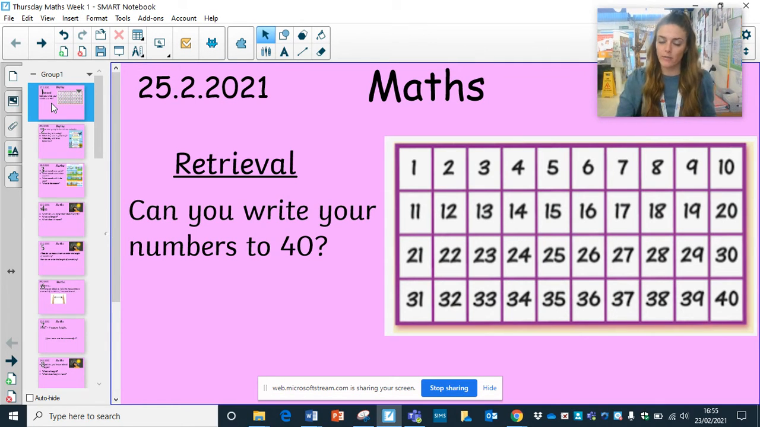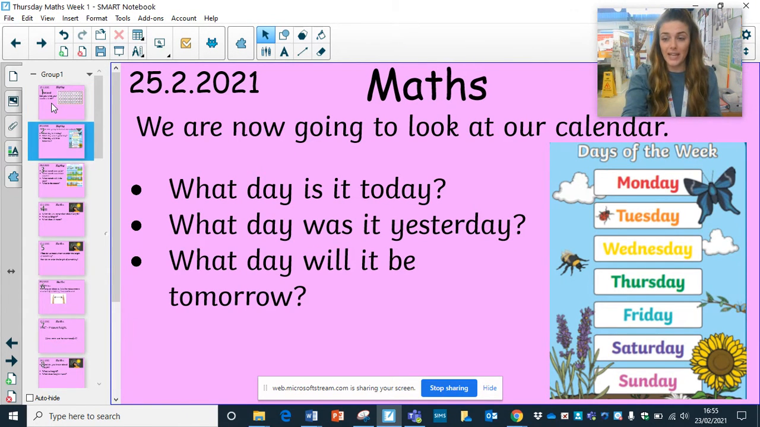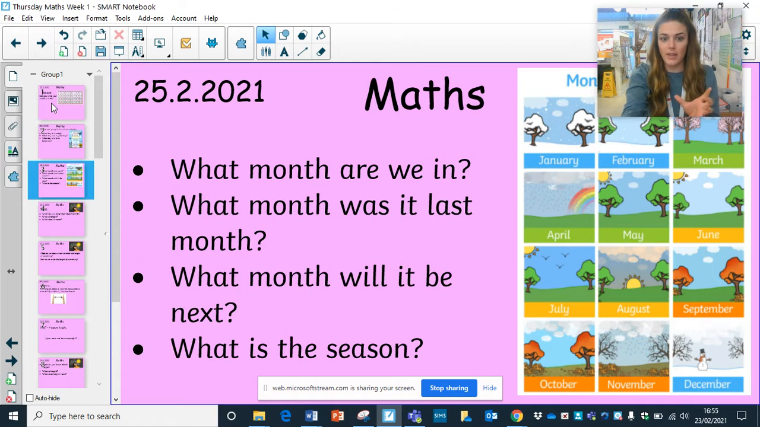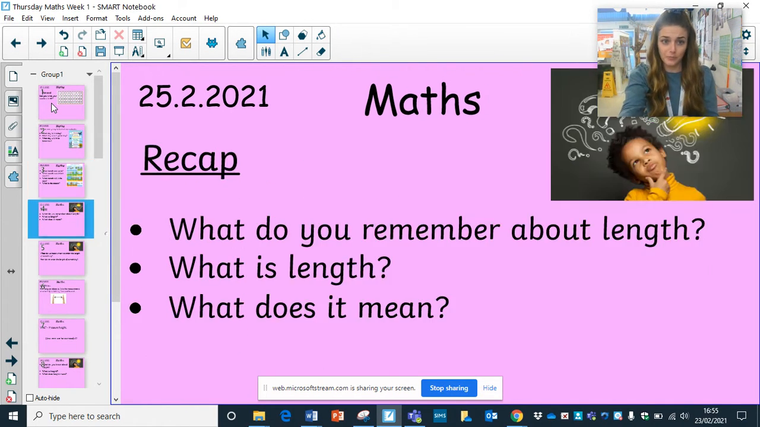So your retrieval, your recap of previously learned knowledge and understanding, is: can you write your numbers to 40? Try to do this without looking, but this grid is here to support you. Have a try at writing your numbers to 40 and then use this to double check yourself, to self-check. If you want to move on to numbers to 50 to challenge yourself further, then please do. Then if you could go on to your calendar, your days of the week and your months of the year, remember that new question about what the season is, and pause to do these.